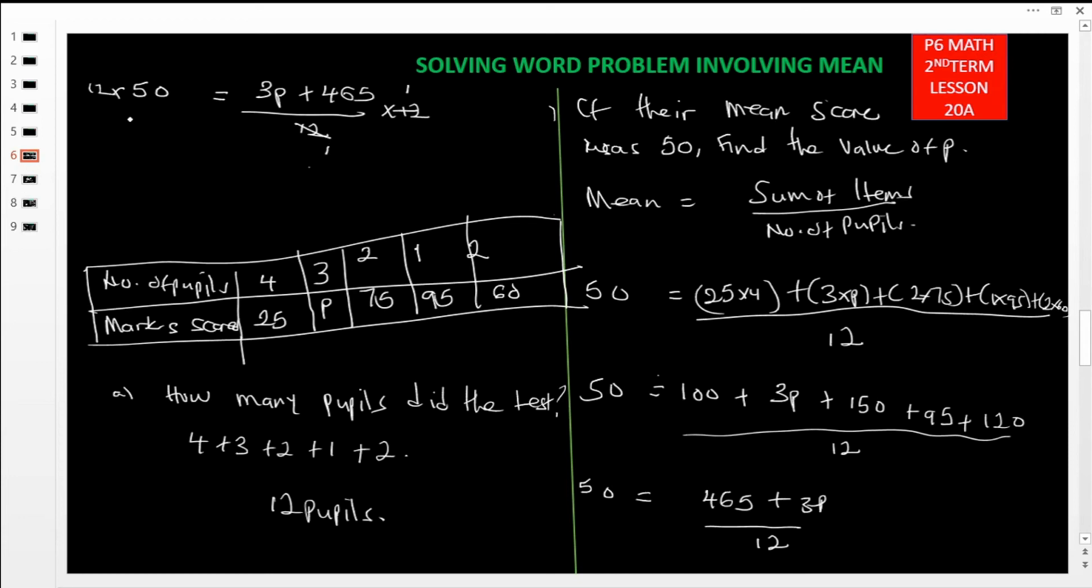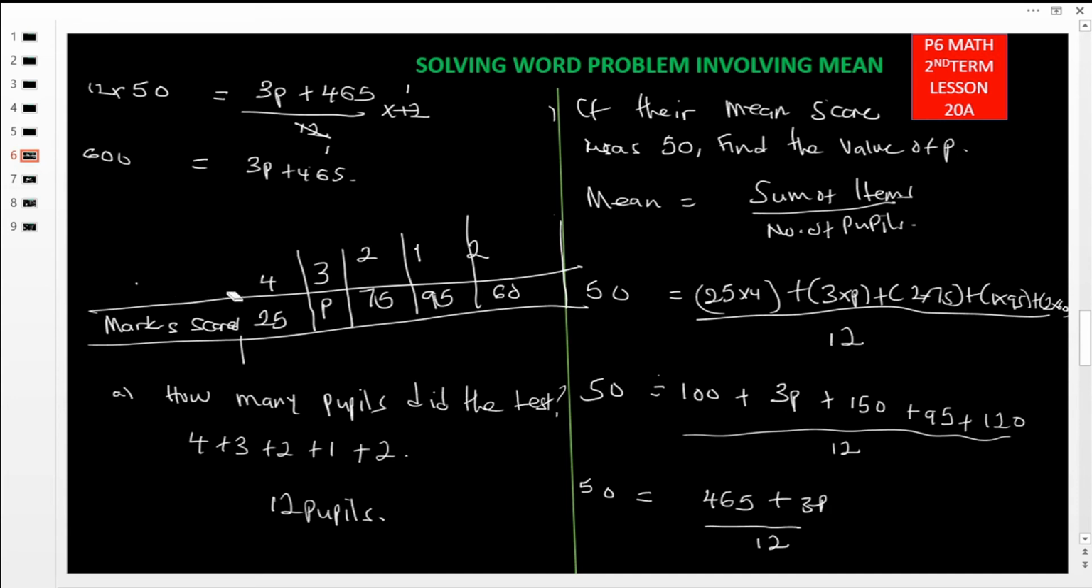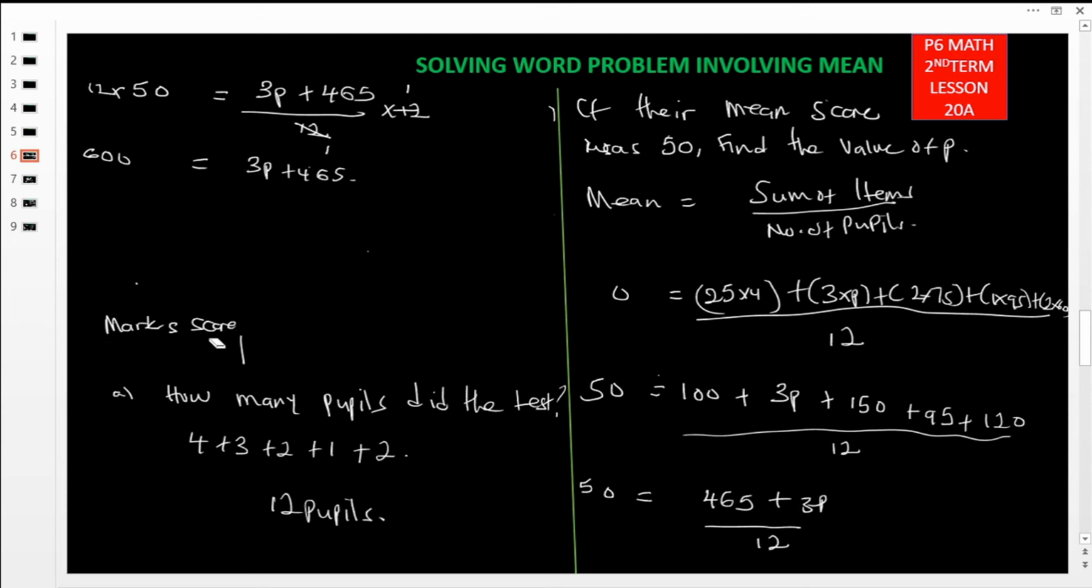So 12 times 50 gives us 600. It's giving us 600 is equal to 3p plus 465. So what are you seeing there? We have an equation. As a good learner, I think you know how to solve this simple equation.